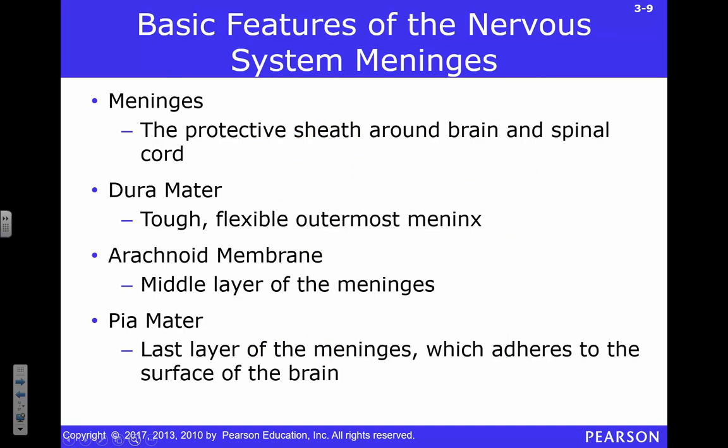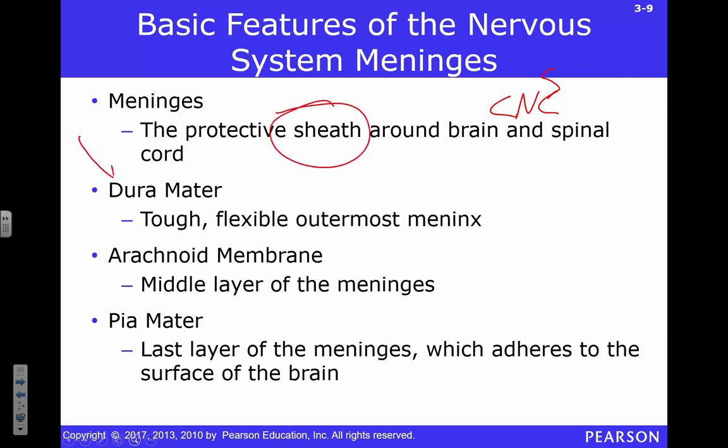All right, who loves meninges? Great, these guys are awesome. Your brain and the spinal cord, remember they're both the central nervous system, are surrounded by these protective sheaths called the meninges. You've got three of these.